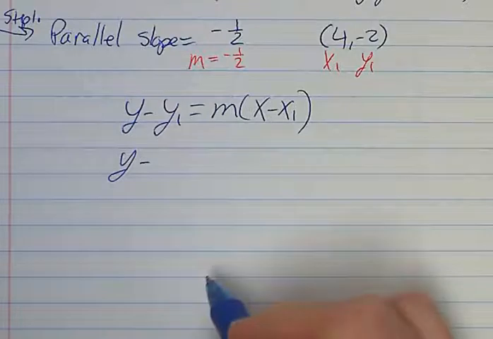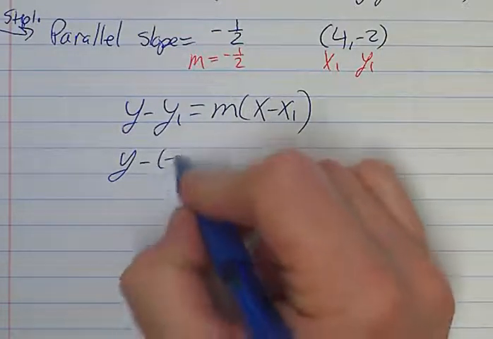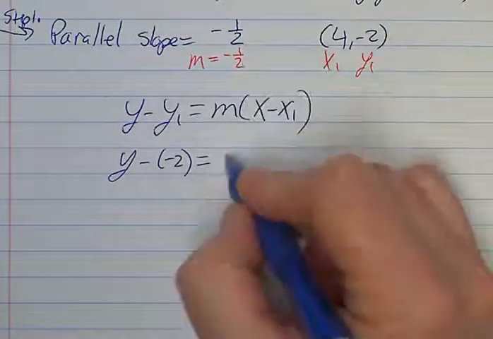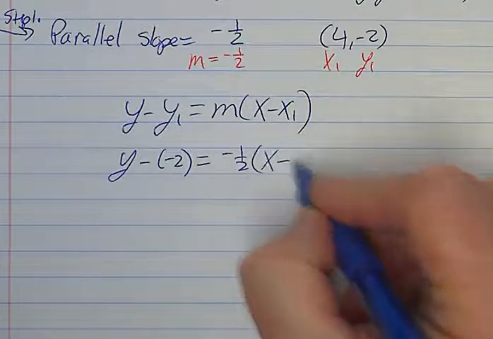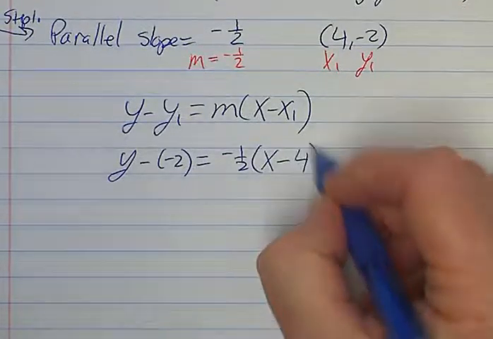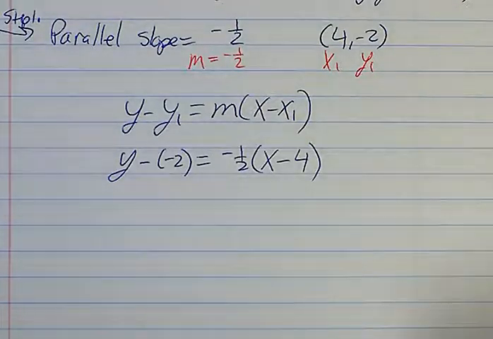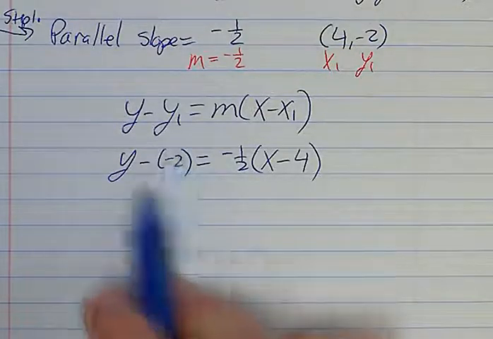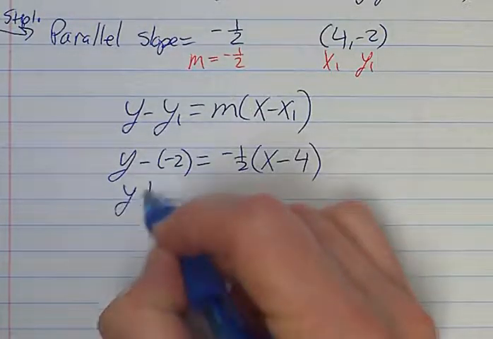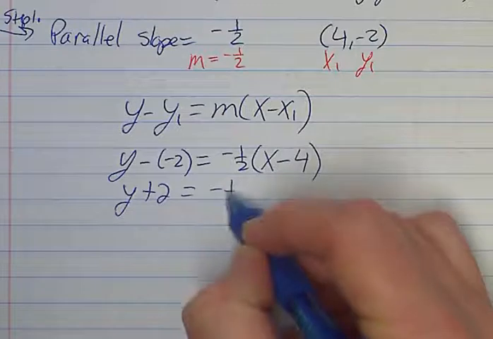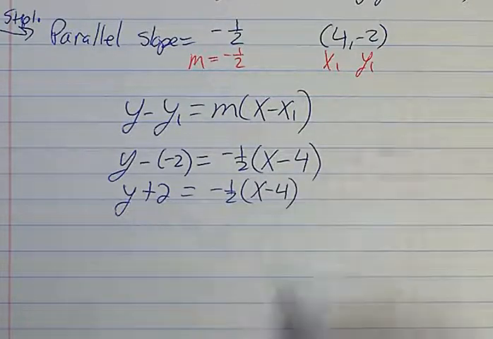So that is y minus y1 equals negative 1/2 times x minus x1, which was 4. And same thing we did on Friday. If you have a minus negative in here, you have to fix that part first. Let's make that y plus 2. And that is x minus 4.